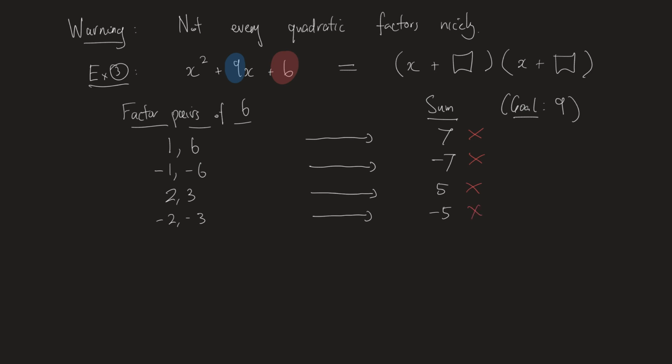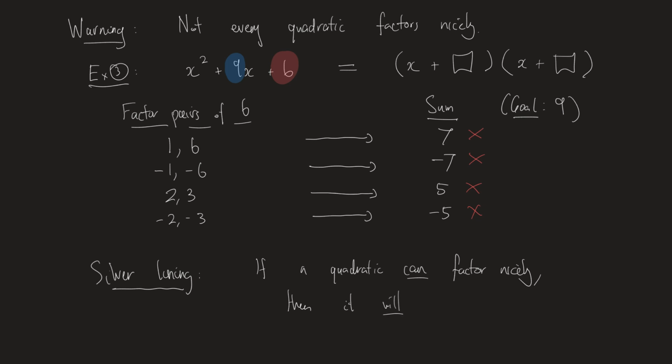And if we sit down and think, have we been methodical? Well, yes, we have found every possible factor pair for that constant 6, and none of them worked. So splitting the middle didn't work in this case to factor our quadratic. But there is a silver lining. Because remember, I told you not every quadratic factors nicely. So if a quadratic can factor nicely, then it will factor nicely using the splitting the middle method.